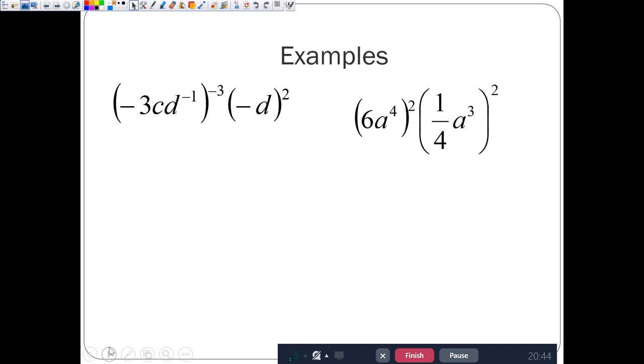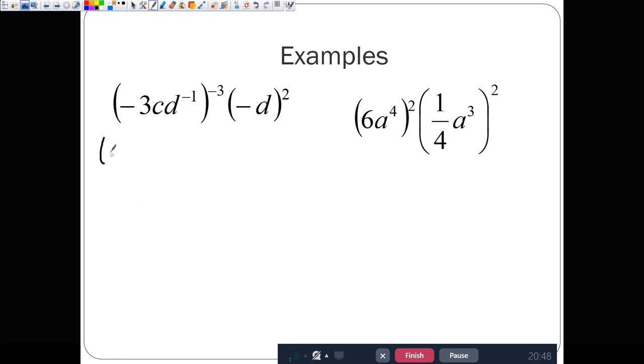Okay, we're gonna apply our power principle first. So -3 is gonna be raised to the -3rd. C is gonna be raised to the -3rd. And D is gonna be raised to the 3rd. Okay, my -1 is being raised to the square. So -1 times -1 is gonna be, what? What's -1 times -1? +1. So my negative is going away there. And this becomes D squared.